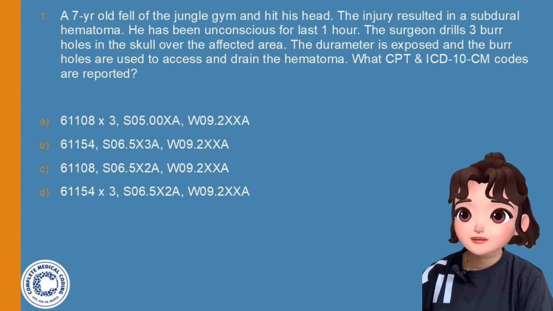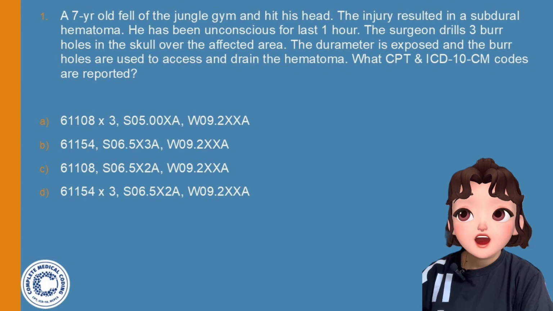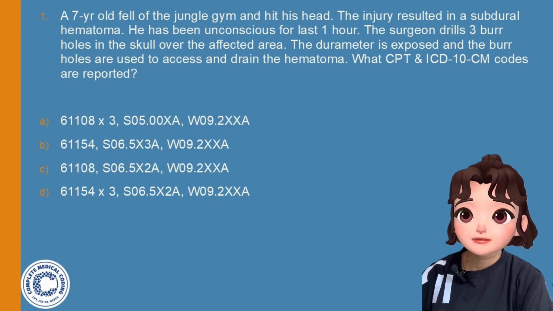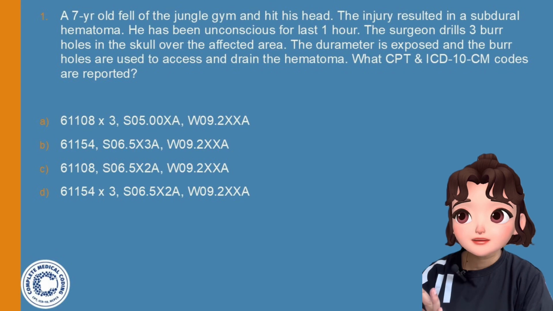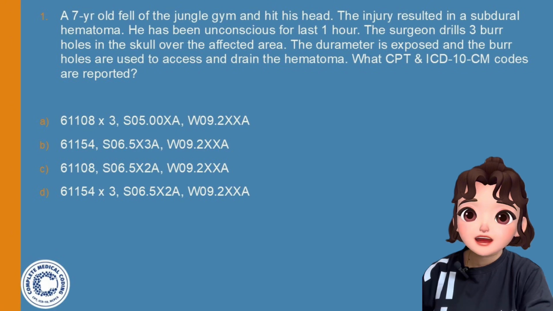What is S06.5X3A? It means traumatic subdural hemorrhage with loss of consciousness of 1 hour to 5 hours 59 minutes, initial encounter. Yes, this is 1 hour. See, time is also mentioned. And the patient was unconscious for the last 1 hour. So here, traumatic subdural hemorrhage with loss of consciousness from 1 hour up to 5 hours 59 minutes, means less than 6 hours. From 6 hours it will be another code. So that is the S code.